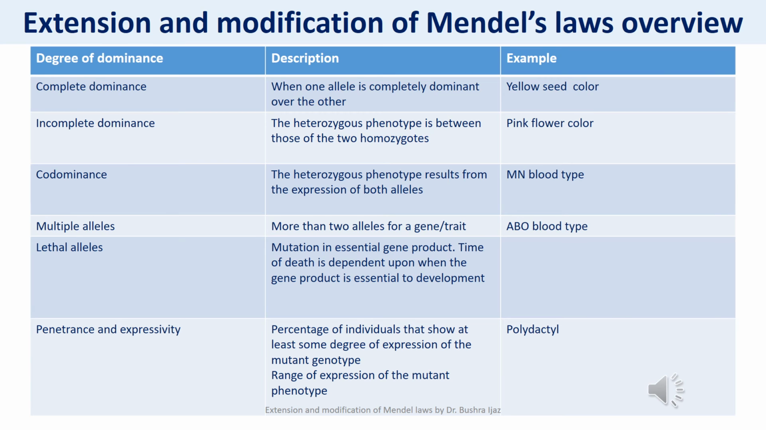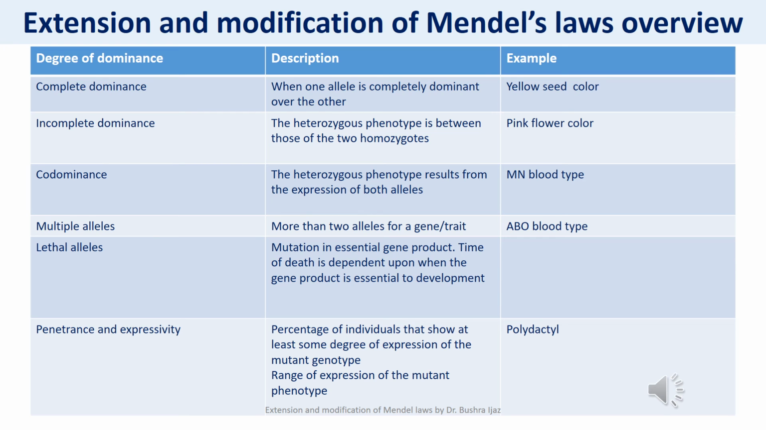First of all, we have complete dominance, in which one allele is completely dominant over the other one. All the traits that Mendel observed, like the color of the seed or the shape of the seed, are good examples of complete dominance. Then we have incomplete dominance, in which the heterozygous phenotype is between those of the two homozygotes, like the pink flower color, which was produced by crossing a red flower with a white one.